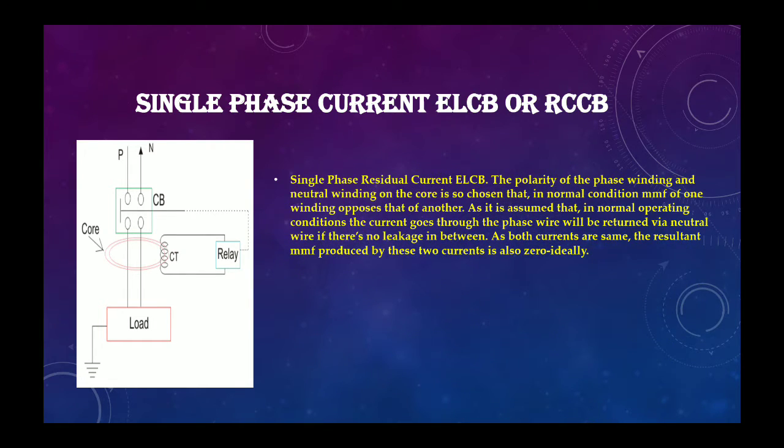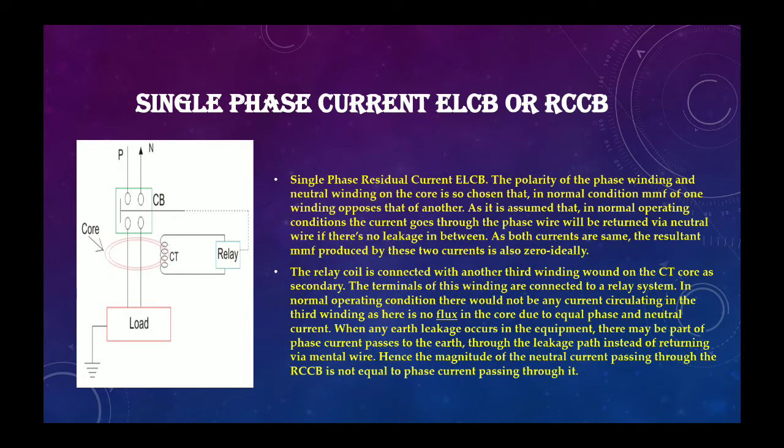So in single phase residual current circuit breaker, that is ELCB, the polarity of the phase winding and neutral winding on the core is so chosen that in normal condition MMF of one winding opposes that of the other. It is assumed that in normal operating condition the current that goes through the phase wire will be returned via neutral wire if there is no leakage in between, as both currents are the same. The resultant MMF produced by these two currents is also zero ideally.